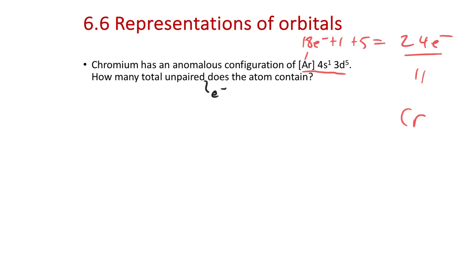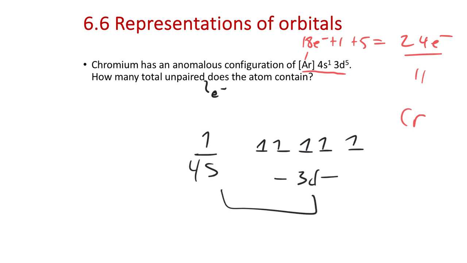How many total unpaired electrons does the atom contain? Well, there's one 4s orbital, there's 1 electron in it, so there's 1 unpaired electron there. And then I have the 3d subshell, which has 5 d orbitals, and I put 1 electron into each of those orbitals to maximize the spin. I'm just applying Hund's rule and putting electrons in the same direction into these equal energy orbitals. So I end up with 6 spin unpaired electrons within this configuration of chromium. And that ends up being how you determine that this is the configuration of chromium.